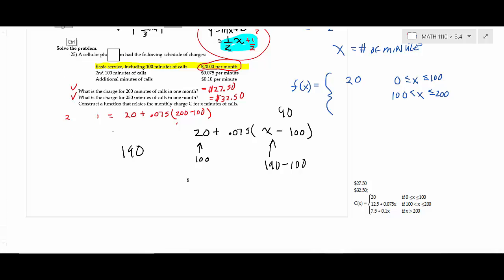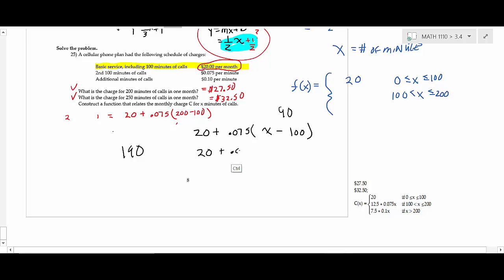Okay, now what we're going to go ahead and do on this, though, is instead of putting this in your piecewise function, we're going to multiply it out and collect like terms. So what I would end up having here is 20 plus 0.075x, and if you distributed that, that would be plus 7.5. These are like terms, so if I put that together, that's a minus, and I just caught that. That's a minus there. Then what I'd have is 20 minus 7.5, which is 12.5, plus 0.075x.